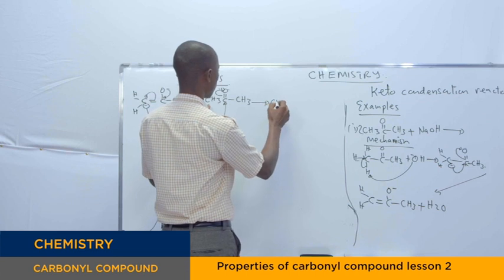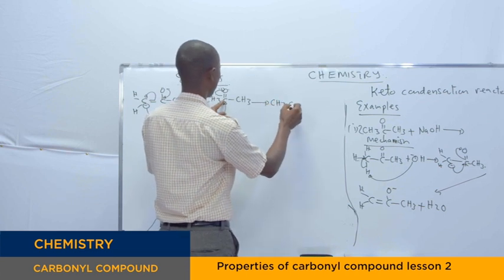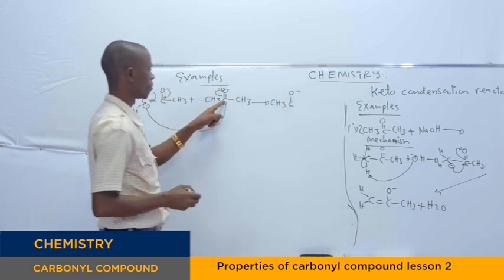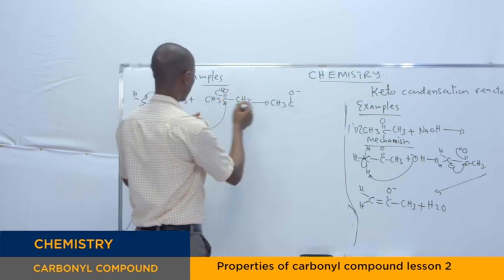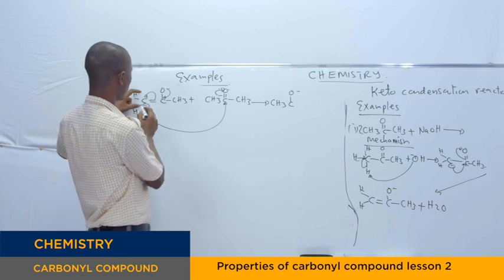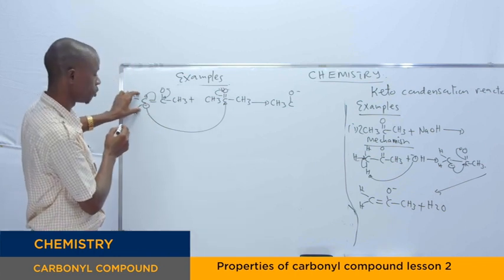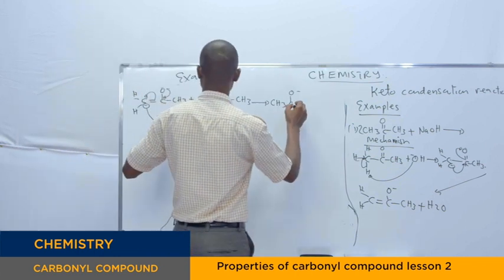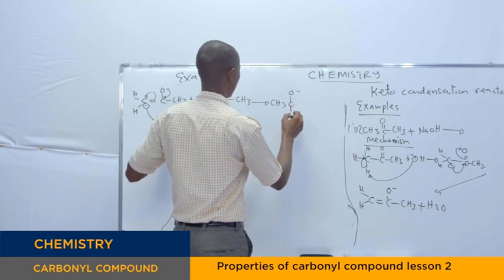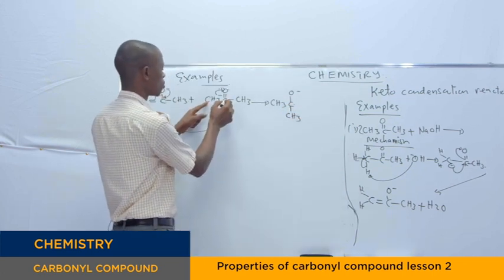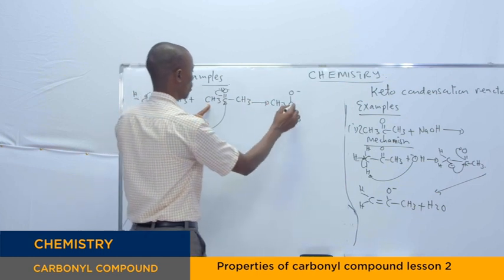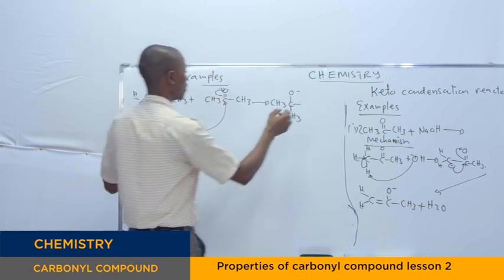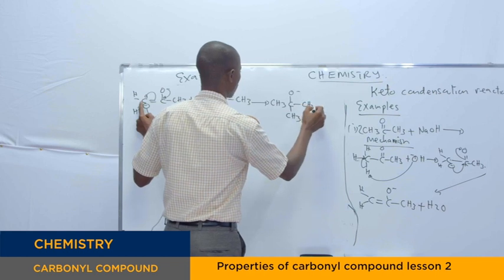We write this one, and this carbon with that one, because the electron comes here, will be bonded to this carbon with the two hydrogen atoms. Remember, when we write this one, it is bonded to two alkyl groups. The first one is this one, the second is this one. So this one is bonded to this one. The bond is formed there.